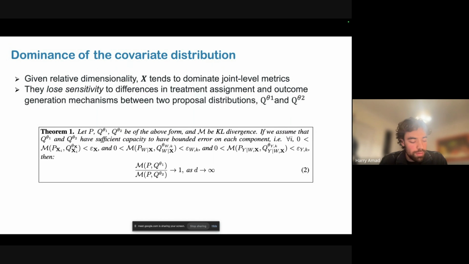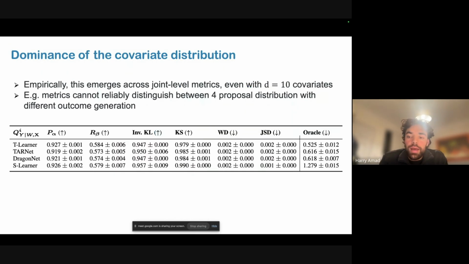While this is only true for the KL divergence in this theorem, and it only is true when D converges to infinity, in empirical analysis we find that a similar result holds for a broad suite of joint distribution level metrics, and at a relatively small dimensionality where there's only 10 covariates. So this is not a phenomenon that will only arise in the extreme case. This can arise when the data set is still relatively small.